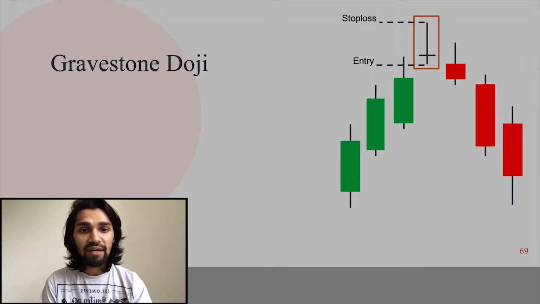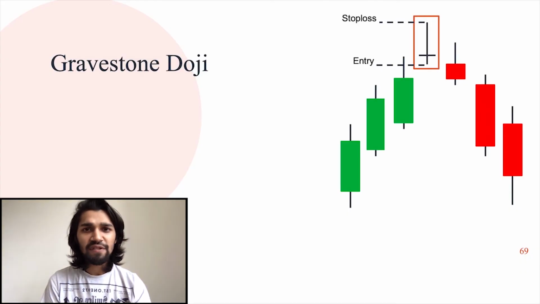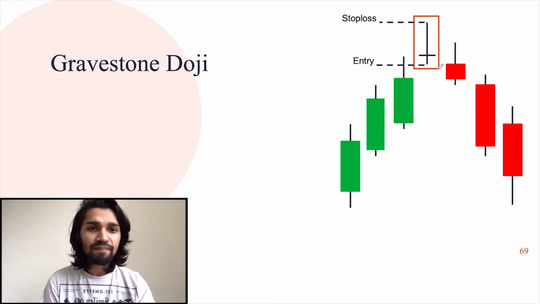Next, we'll talk about the Gravestone Doji. The Gravestone Doji is completely opposite to the Dragonfly Doji, and this is a bearish pattern. In a Gravestone Doji, there should be a clear uptrend going on, and then a Gravestone Doji should form.